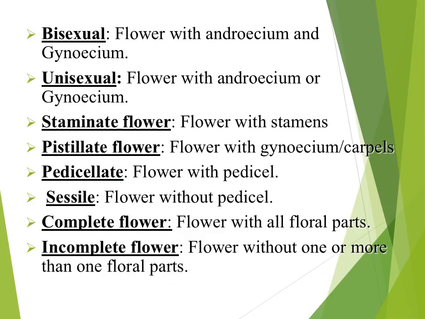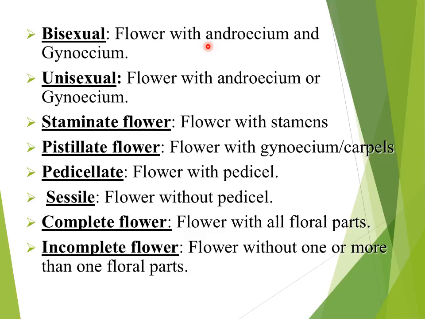Next is bisexual. Flowers with androecium and gynoecium are said to be bisexual. A bisexual flower contains both male and female reproductive parts within a flower. Bisexual is also said to be monoecious, one house. Later on we will discuss it on the next slide.